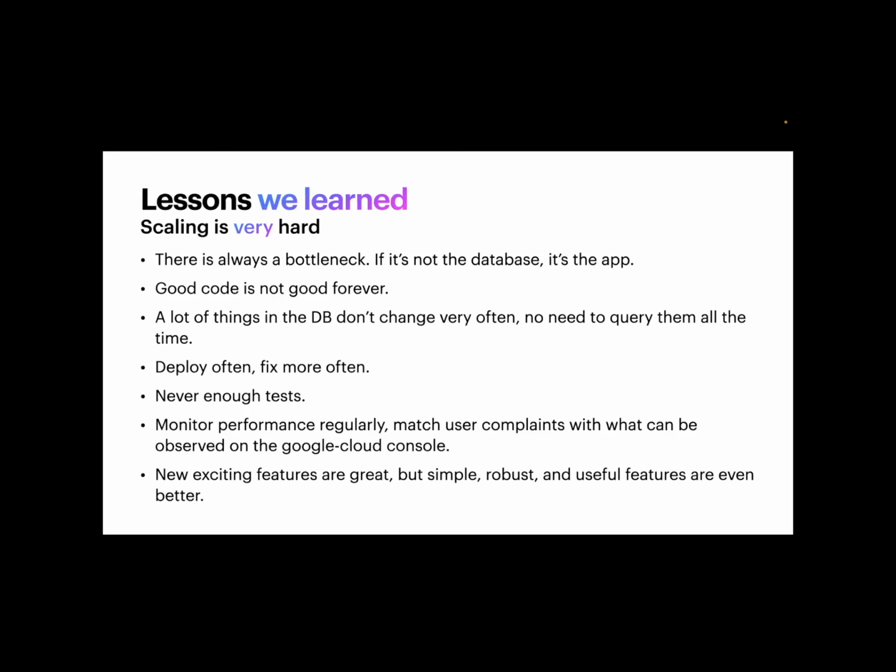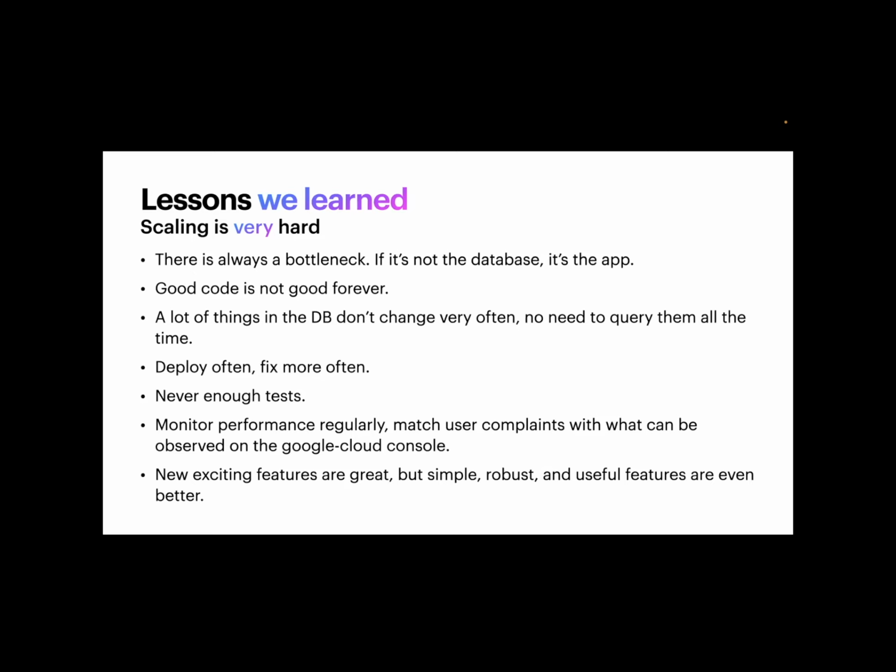But the lessons that we've learned are that scaling is very hard. Having an app that works, that does exactly what you want, is one thing, but having it work and do exactly what 100 people want is another thing completely. And again, good code is not good forever. That's the whole thing about scaling. So you want to fix as often as you can, deploy even more often, and there's never enough testing. Even if you have 100% of your code tested, very often you design the test to match how you would like to use the feature, but users use your features differently.